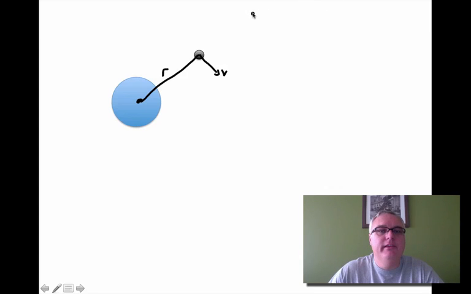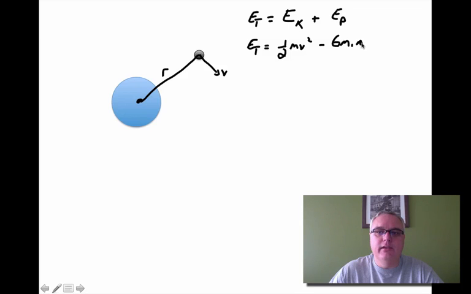So the energy of this satellite is just the sum of those two energies. It has kinetic energy due to its speed, and it has potential energy due to its position above the Earth. And the total energy of this satellite, we know kinetic energy is 1/2 mv squared, and the potential energy is a negative energy, so minus G m1 m2 over r.